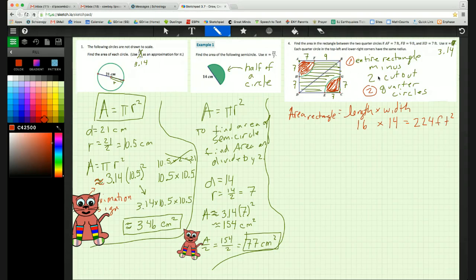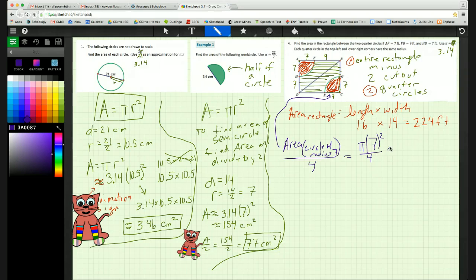Okay, so that's the area of our rectangle, but now we have to subtract off these 2 quarter circles with a radius of 7. Let's find the area of a circle, in blue. If I find the area of a circle with radius 7 and divide it by 4, that's going to be the area of this piece here. So that's pi times 7 squared divided by 4, and that's going to be this piece.